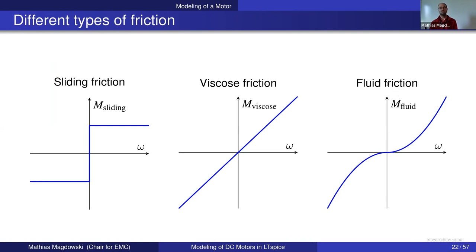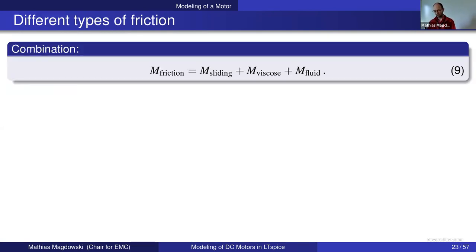Then in the air or in water, you have something like this fluid friction, which increases proportional to the square of the rotational speed. And then there's also something where the friction is directly proportional to the speed. This is called viscous friction. This also happens in such a motor here, but it's more important if you have, for example, winding machines that would wind up paper. Then the friction force is directly proportional to the speed, how fast you wind up paper.